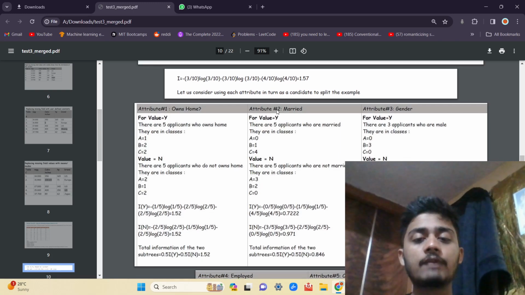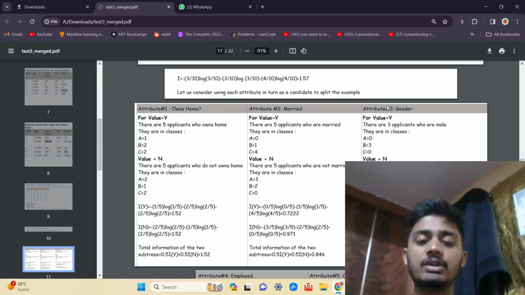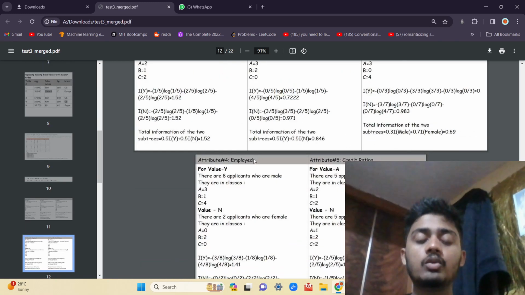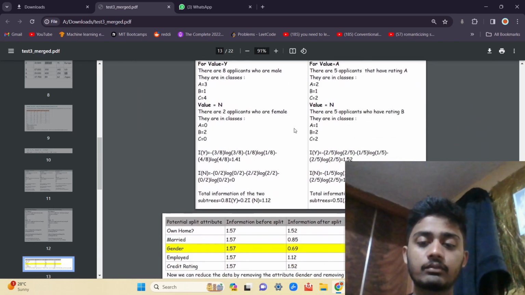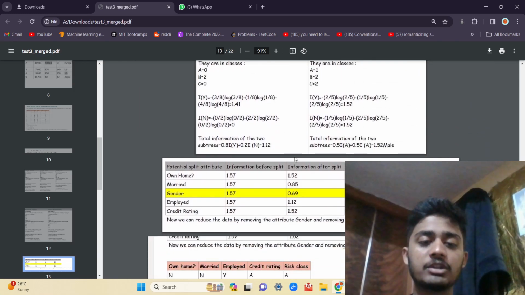In a similar way we have to find out the information gain and total information gain for all the attributes like married, gender, employed and credit rating. After finding out these whole information gains and total information gain, we have to draw this table with information gain, before split and after split.